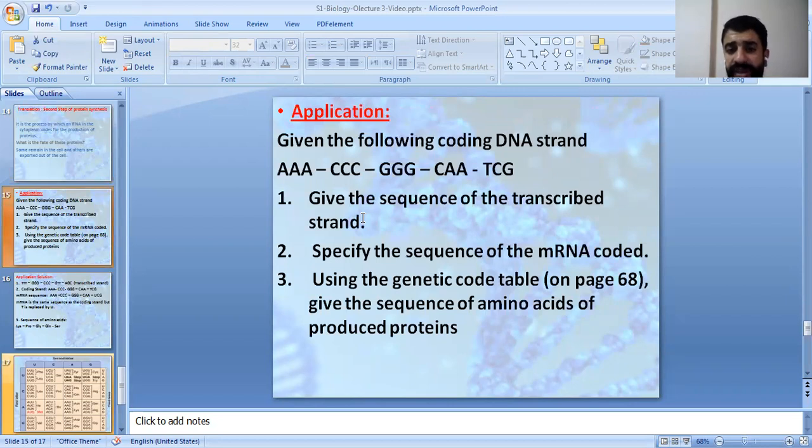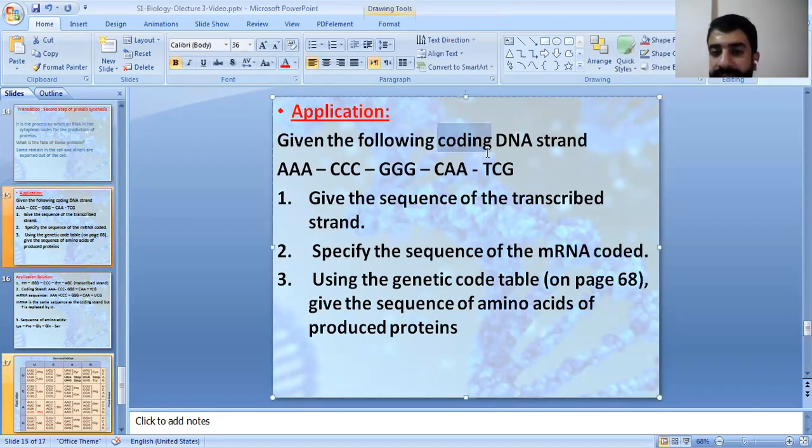So we have this sequence of the transcribed. If I ask transcribed, it's the template, it's the non-coding. Give the sequence of the transcribed strand, and here they gave the coding. Coding is non-transcribed, non-template, so I have to give the transcribed strand. What do you have to do? Complementary. A, T, A, T, A, T, C, G, C, G, C, G, G, G, G becomes C, C, C. C, A, A, the complementary of C is G, and the complementary of A is T. So it becomes G, T, T, T, C, G, A, G, C.